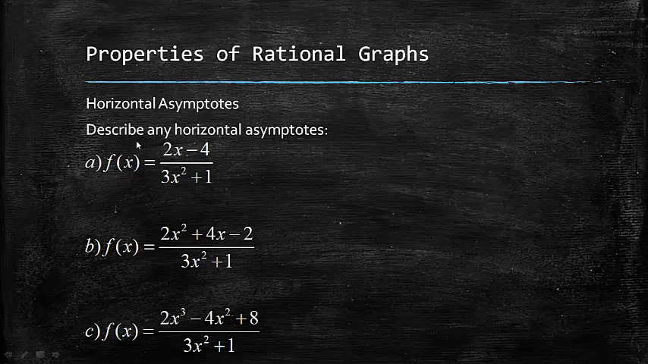In this example, we're going to try and find the horizontal asymptotes if we have any. To do that, what we do is we look at the leading terms. And when I say leading terms, I mean the terms that have the highest exponent. And to do this, we need the polynomials to be written in standard form. Remember what standard form is: I write my terms in order from the greatest exponent down to the least exponent.